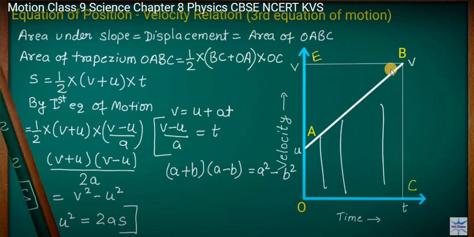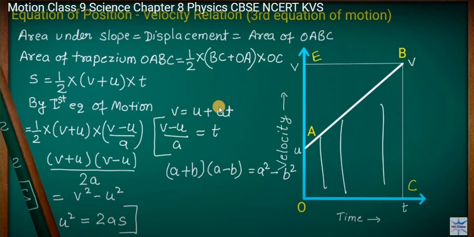Now keep all this as it is. Here you can see BC is equal to OE, and OE is equal to V, the final velocity. So instead of BC we write V, and OA is the initial velocity, U. So (V plus U) into T.